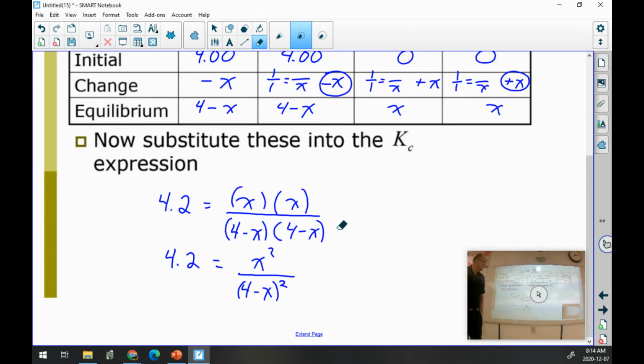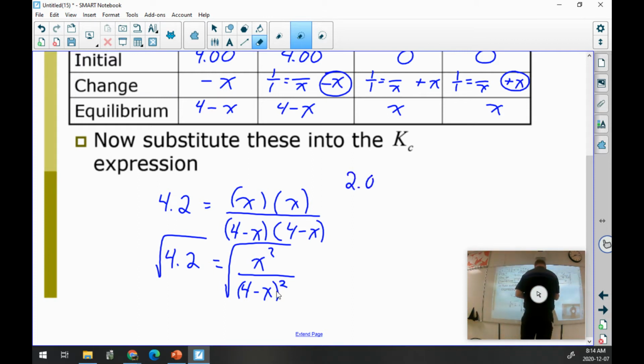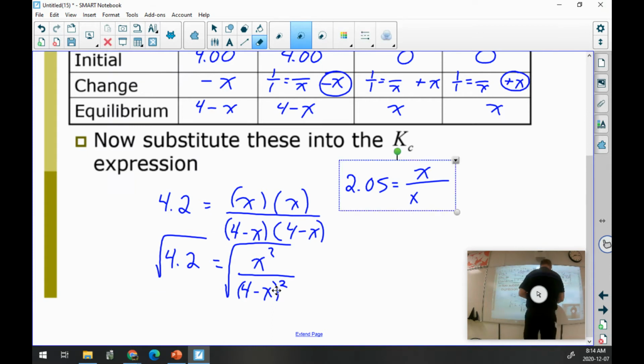Now, in this situation, what we're able to do is take the square root of the right-hand side, because both the numerator and the denominator are squared. This is not a normal process. I'm going to show you an approximation method in a minute. So I'm going to take the square root of that. The square root of 4.2 is approximately 2.05. That's equal to X over 4 minus X.